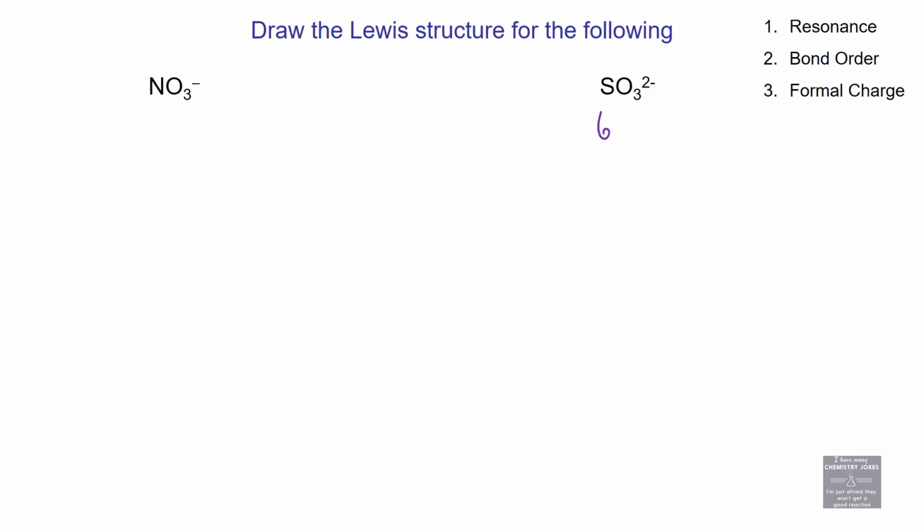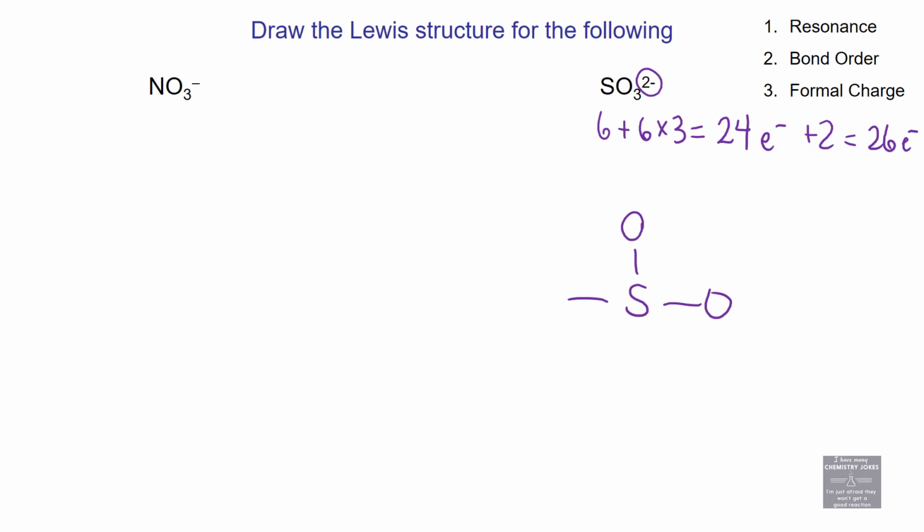So we've got 6 plus 6 times 3, that makes 18, plus 24, plus 2 more is 26 electrons in sulfite. So put the least electronegative atom in the center, that's sulfur. Put oxygens all around the outside. Fill up everybody's octets. Each oxygen needs 6 more to have an octet.